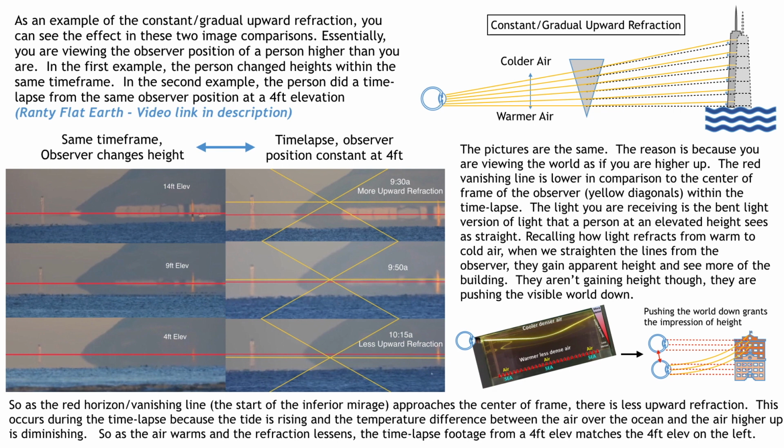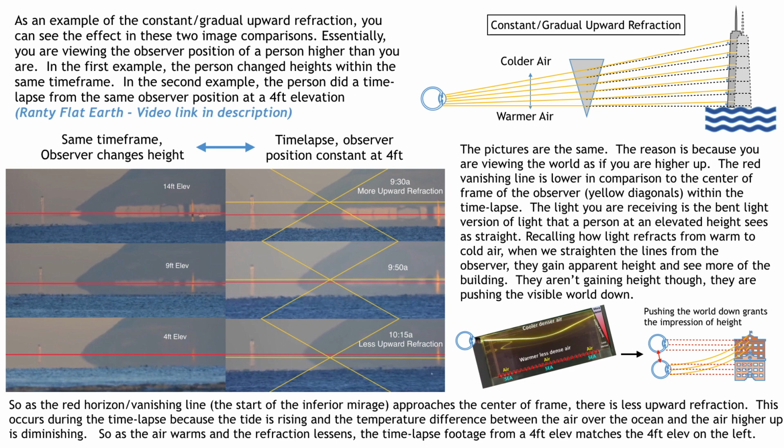But what's very interesting about this is a couple of things. First, when you compare the 14-foot elevation to the 4-foot elevation at 9:30 a.m., they're essentially the same. And you can compare the 9-foot elevation to the 9:50 a.m. elevation, they're essentially the same again. And then when they go down to 4 feet on the left, it's essentially the same as 10:15 a.m. when we have less upward refraction, which makes sense. They're now essentially at the same refraction level, which is at a minimal at their 4-foot elevation.